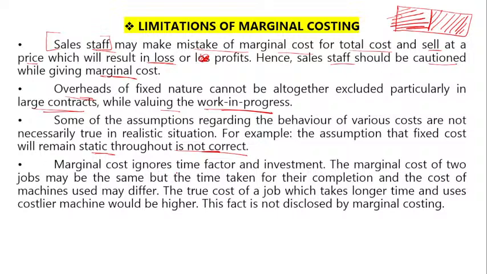Then marginal costing ignores the time factor and the investment, okay. This is true, the marginal cost of two jobs may be the same, but the time taken for their completion and the cost of machine use may differ. The true cost of the job which takes longer time and uses a costlier machine would be higher. This fact is not disclosed by marginal costing, okay.